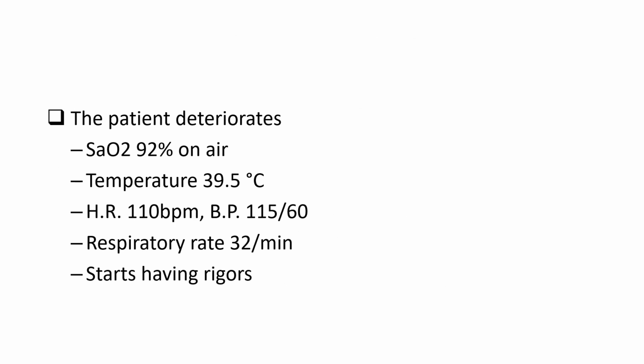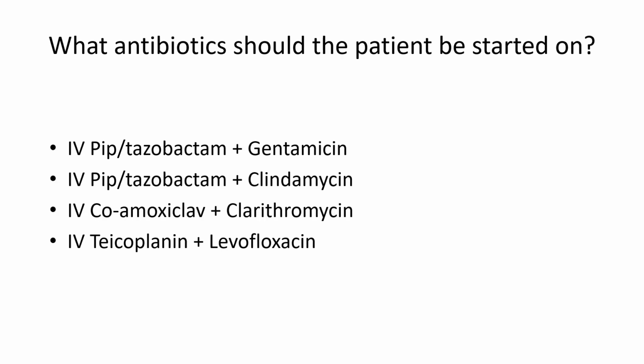What happened to the patient? The patient deteriorated with saturation decreased, temperature increased, heart rate increased, blood pressure increased, and respiratory rate increased. The patient started having rigors. Now, what antibiotics should the patient be started on? The answer is co-amoxiclav and clarithromycin.